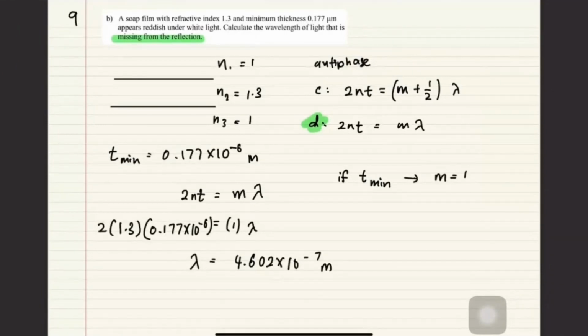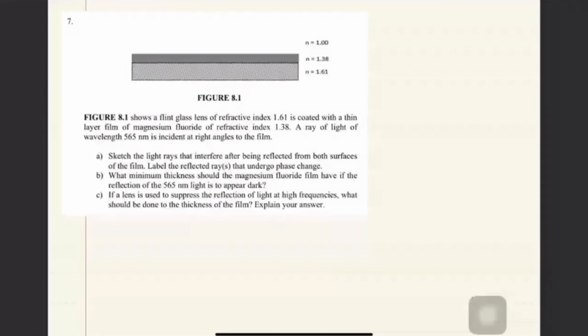Okay. Now moving on to the next one, question number 7. Okay, 7 ni dia kata figure shows a flint glass lens of refractive index 1.61, coated with a thin layer of film of magnesium fluoride of the refractive index 1.38. So dia dah kasih lah diagram dia. Sketch the light rays that interferes after being reflected from both surface of the film. Label that undergoes phase change.